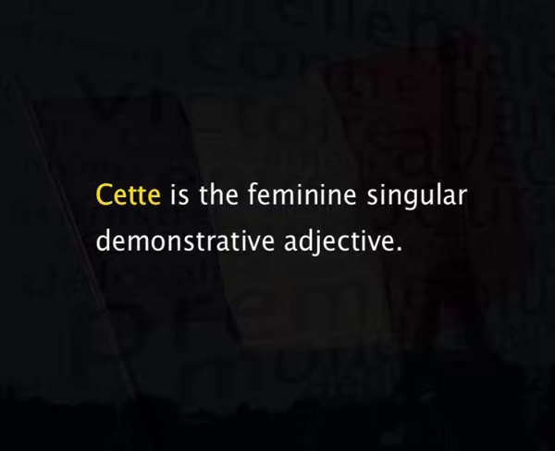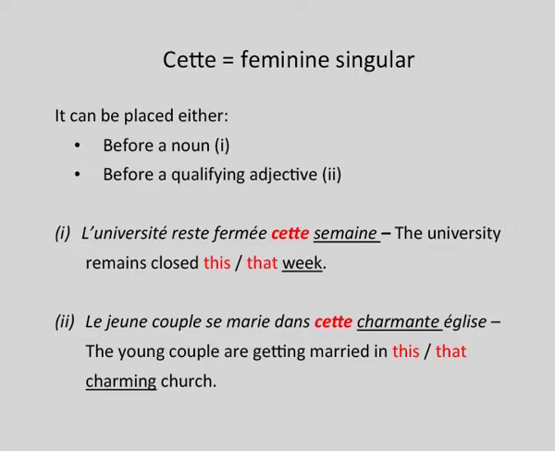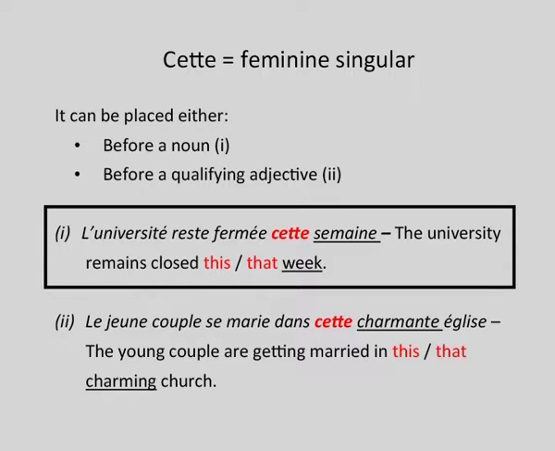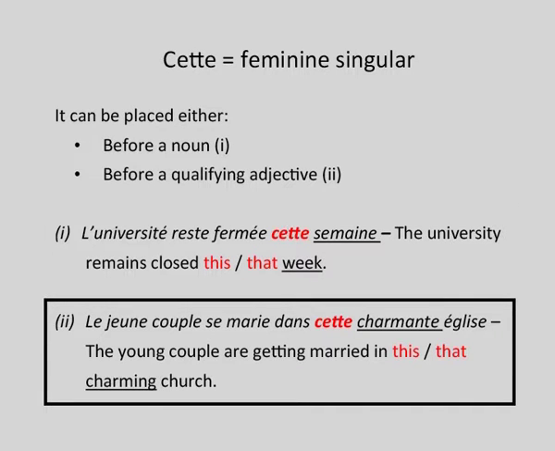Now let's examine cette. Cette is the feminine singular demonstrative adjective. It is always placed either before a noun or before a qualifying adjective. Cette can precede a noun that begins with a vowel as long as it is a feminine word. L'université reste fermée cette semaine. The university remains closed this or that week. Le jeune couple se marie dans cette charmante église. The young couple are getting married in this or that charming church.